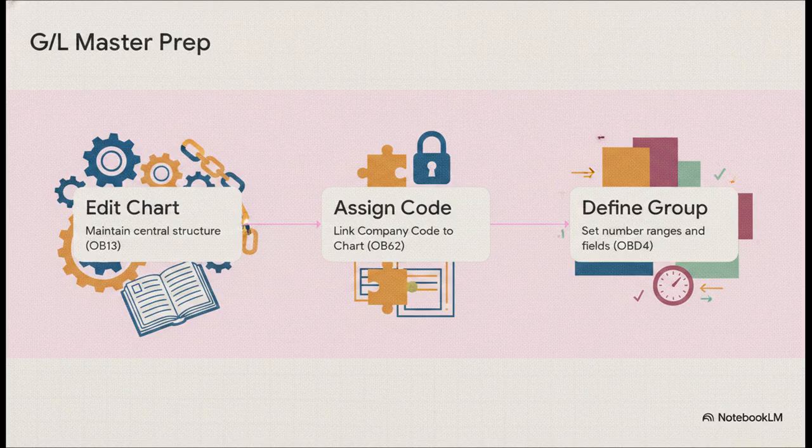First, T-code OB13, edit the chart of accounts list. This is where you maintain this central structure, defining things like account number length and the language. Second, T-code OB62, assign your company code to that chart of accounts. This links your operational chart right to your legal entity. And remember, a company code can only use one operational chart. Finally, step 3, T-code OBD4, define the account group. This is where you set the number ranges and field statuses specifically for those GL accounts.